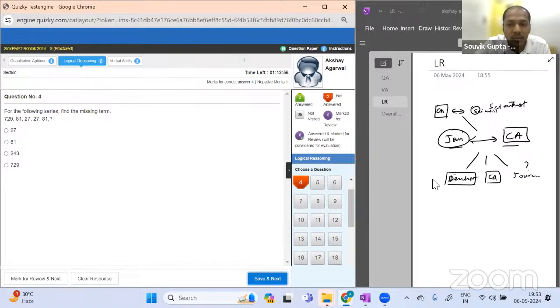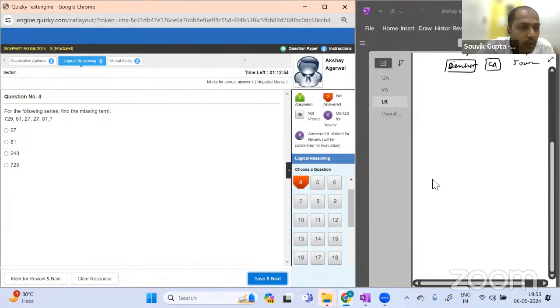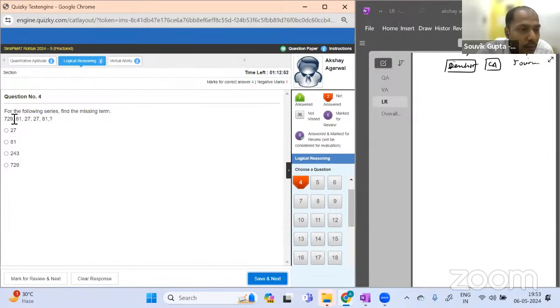Following series, find the missing term. 729, 1 by 9, 1 by 3, 1 by 1. Acha, into 3, so into 9. Basically, what is happening is it is multiplied by 1 by 9, then 1 by 3. The common ratio is getting multiplied by 3. So into 1, into 1 by 3, into 9. So that will be 729 itself.